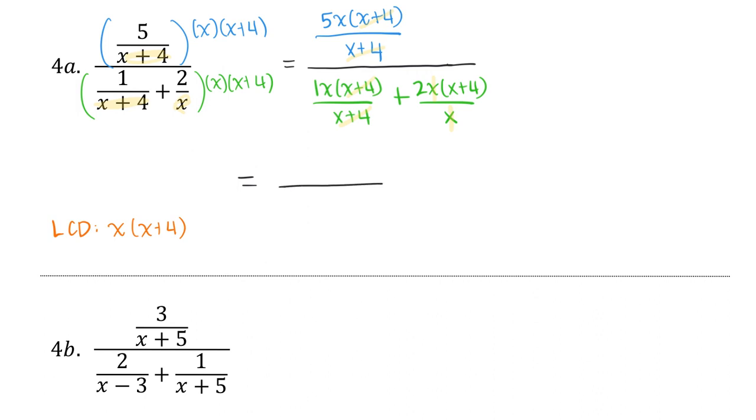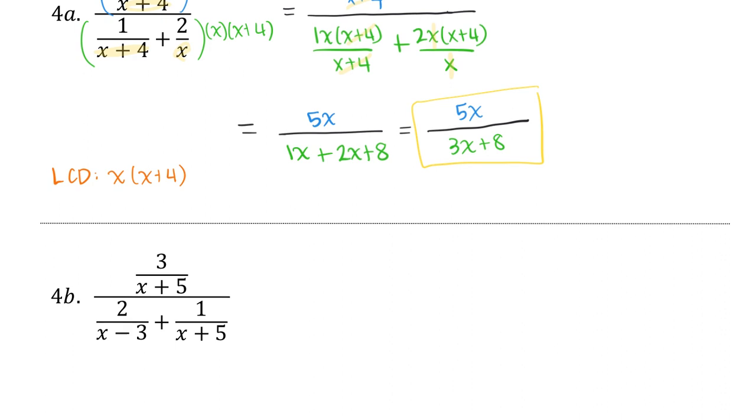So on the top, I'm only left with 5x. On the bottom, these canceled, so I'm left with 1x plus, and then these x's canceled, so I have 2 times x plus 4, which is 2x plus 8. So 5x is great. On the bottom, I have 3x plus 8. Is there a common factor with 3 and 8? No, so we're going to leave it the way it is. 4b is similar if you're working ahead.